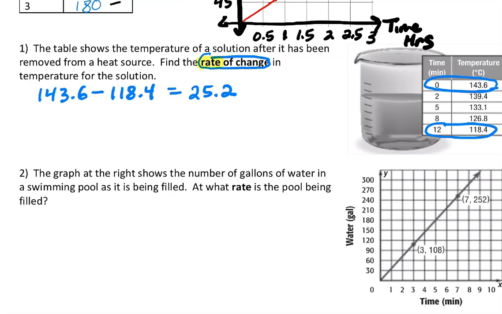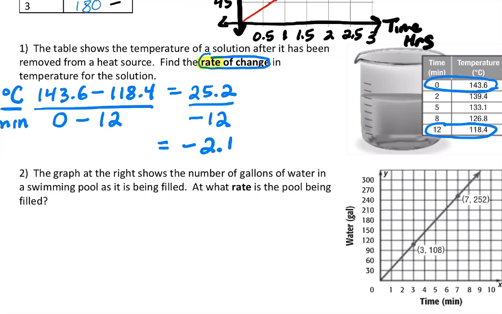So what we could do is, as a rate, we're going to divide this by, it started at 0, then it ended at 12 minutes. So this is degrees Celsius, this is minutes for our units. So we would say 25.2 divided by 12, which is -2.1. So we would say the temperature is dropping an average of 2.1 degrees Celsius per minute.